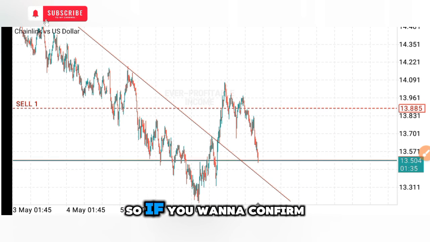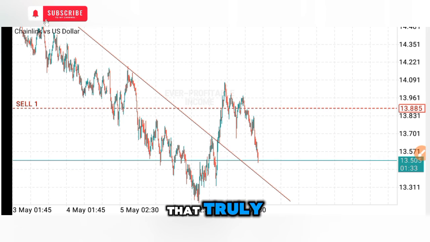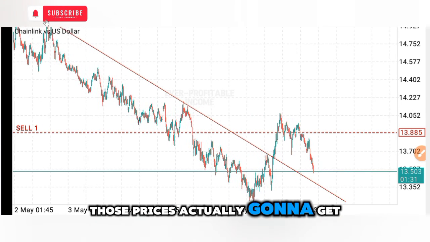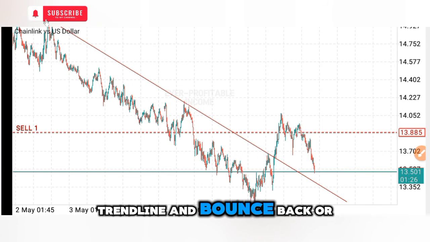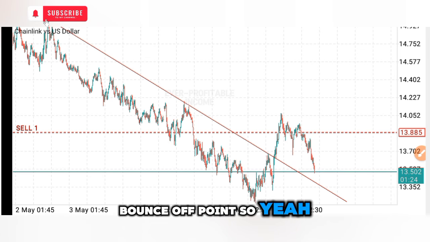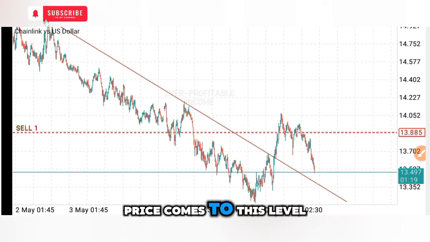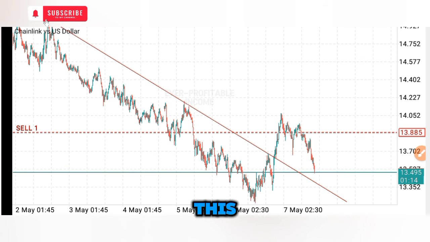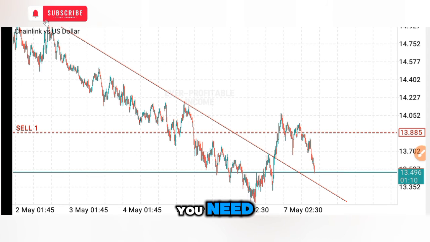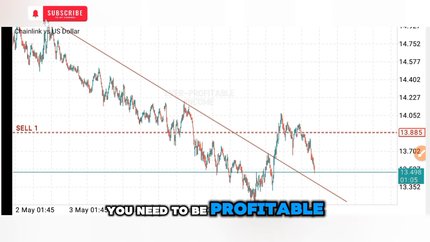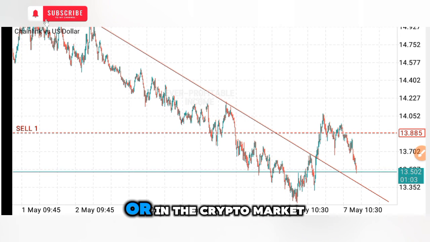So if you want to confirm that truly the price is going to get to this trend line and bounce off, to bounce upward, I will just wait when price comes to this level and it retraces. So I'll show you that this strategy is the best strategy you need to be profitable in the forex market or in the crypto market.